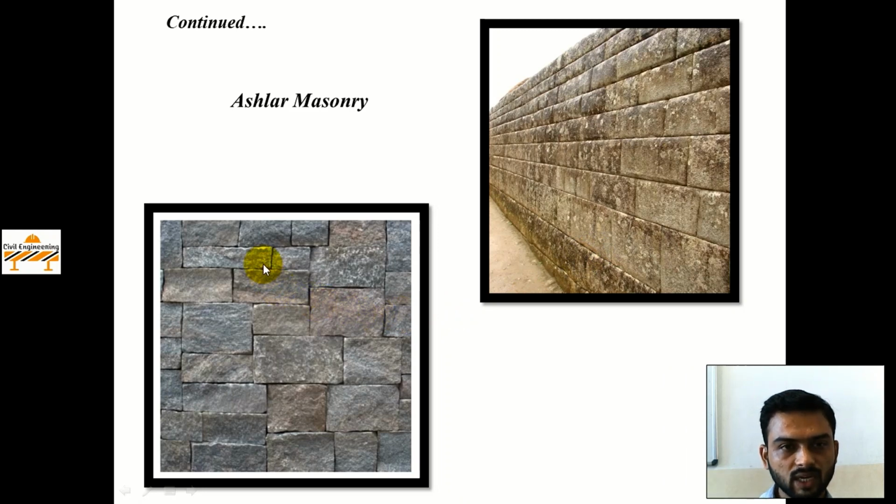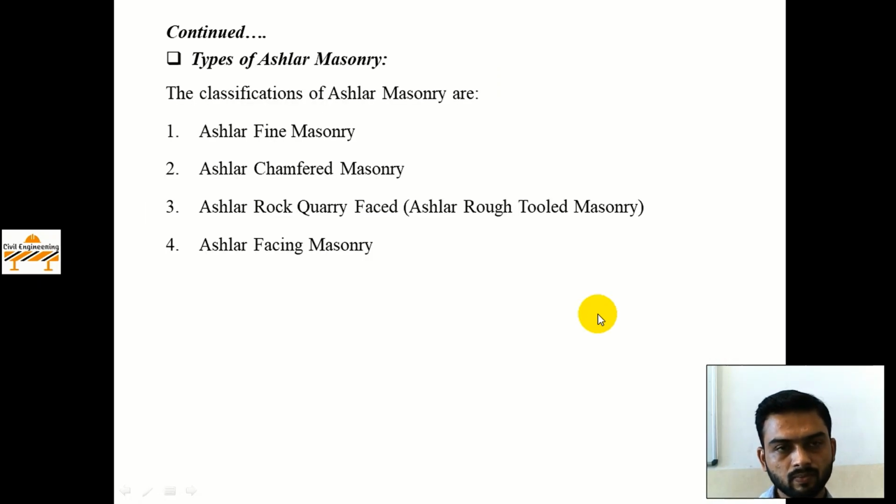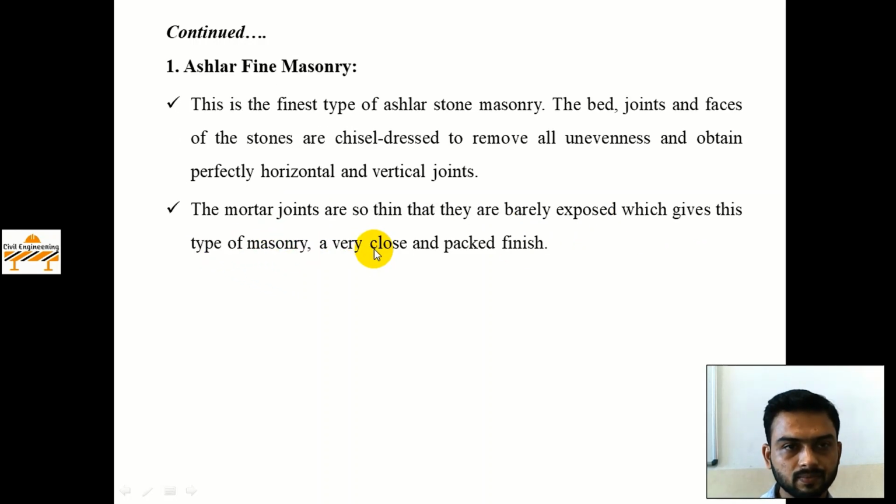Here you can see what actually is ashlar masonry. The stones here are well raised, its edges are sharp in nature. Now types of ashlar masonry. The classification of ashlar masonry are ashlar fine masonry, ashlar chamfered masonry, ashlar rock quarry faced, that is ashlar rough tooled masonry, and last one ashlar facing masonry.